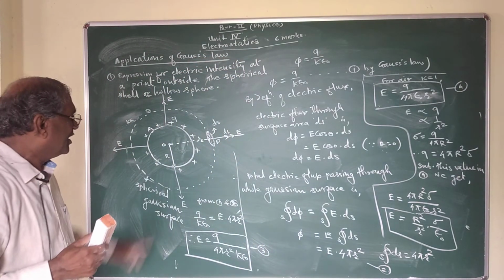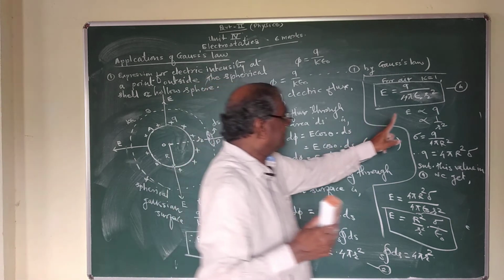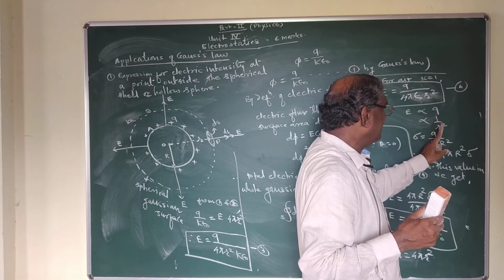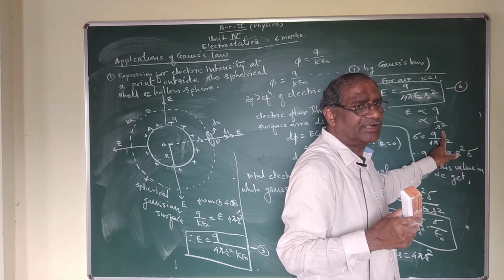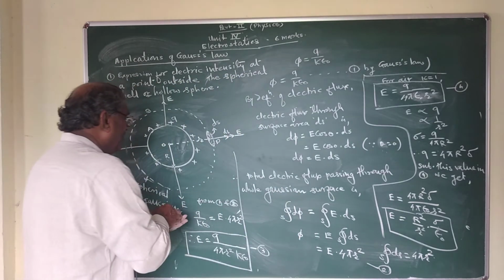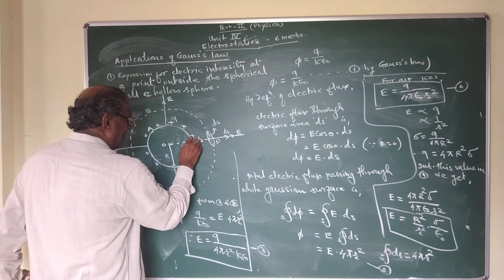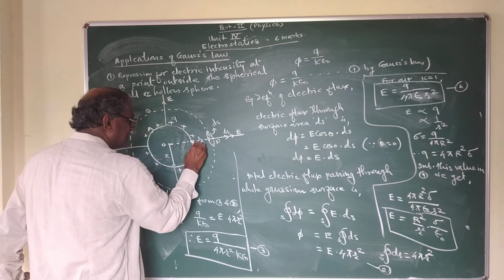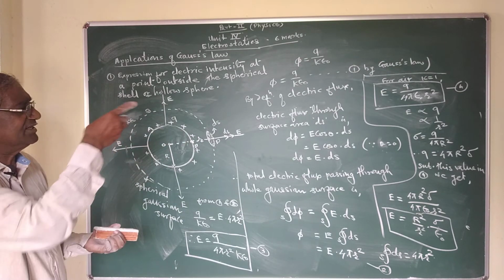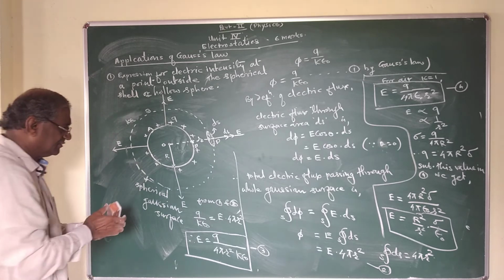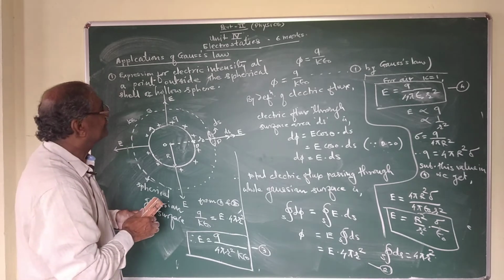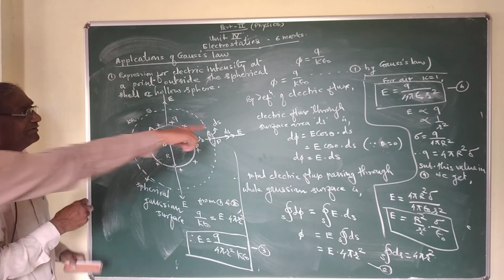Now we know that electric intensity depends upon charge and distance of the point from the center of the charge. Now if I consider the point P on the surface of the sphere, then this equation we can write.